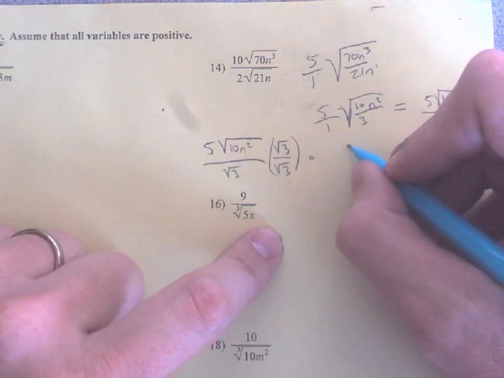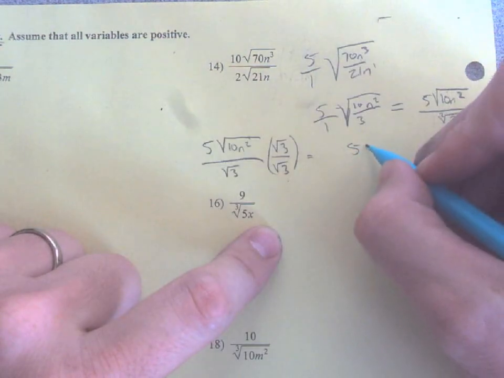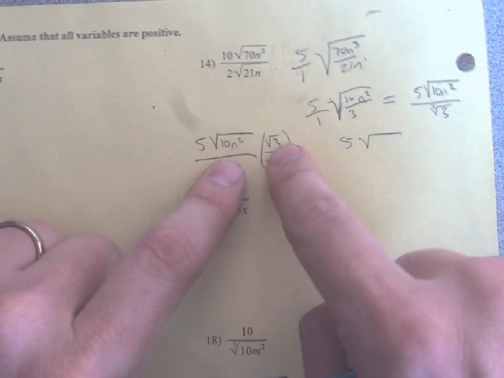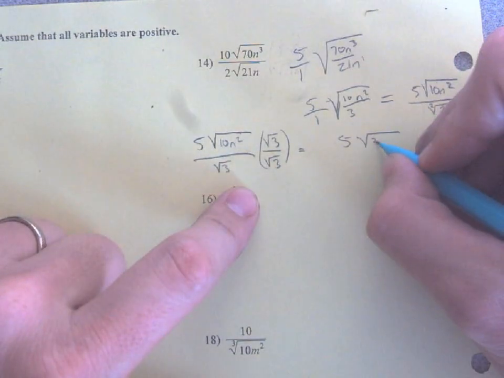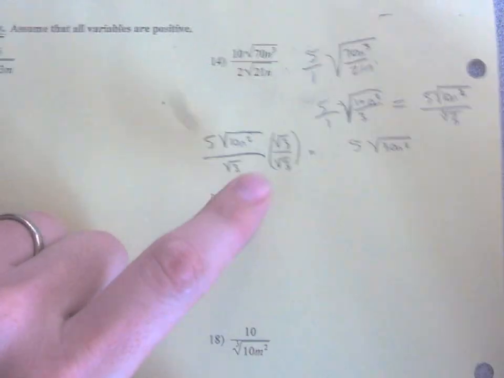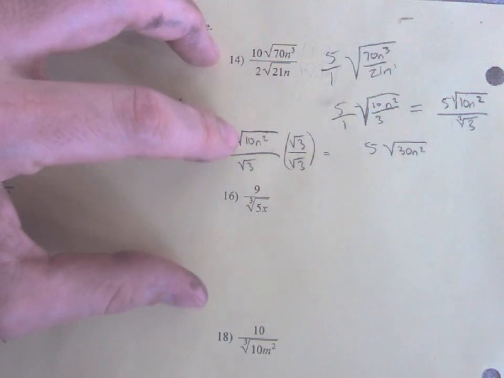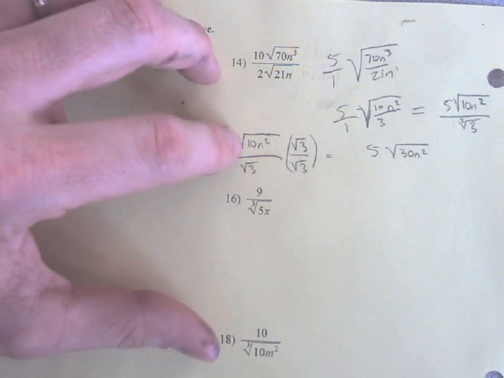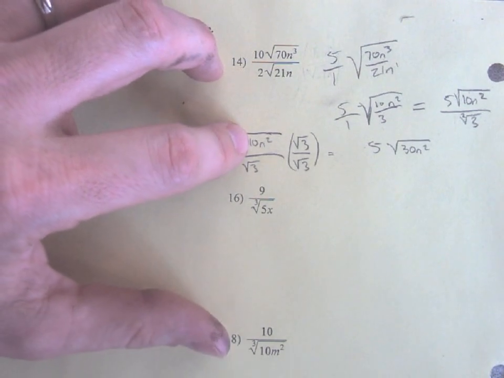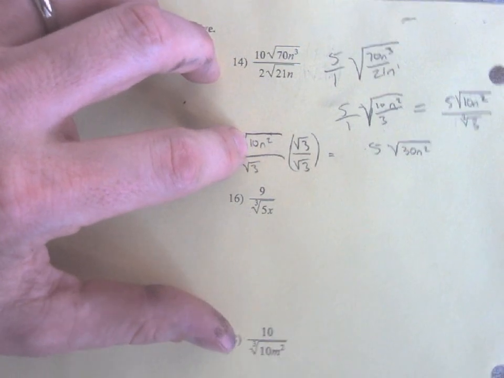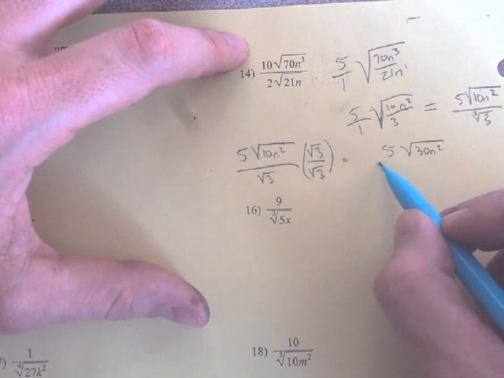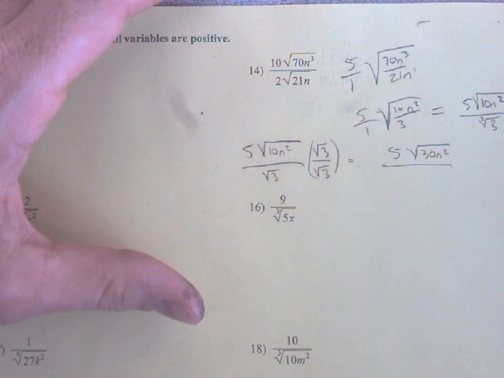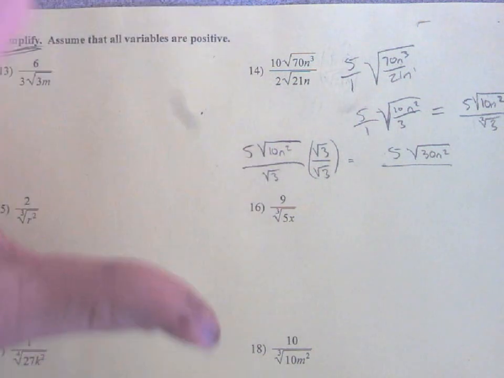On the top, we have a regular 5, and when I multiply these two square roots, I can bring the 3 inside to multiply this guy. So I have a 3 times a 10n squared. That's going to give me 30n squared. I don't have to worry about simplifying the numerator right now, because even when I bring this 3 in, I'm not going to have 3 copies of anything. But on the bottom, I'm going to have 2 copies of 3.